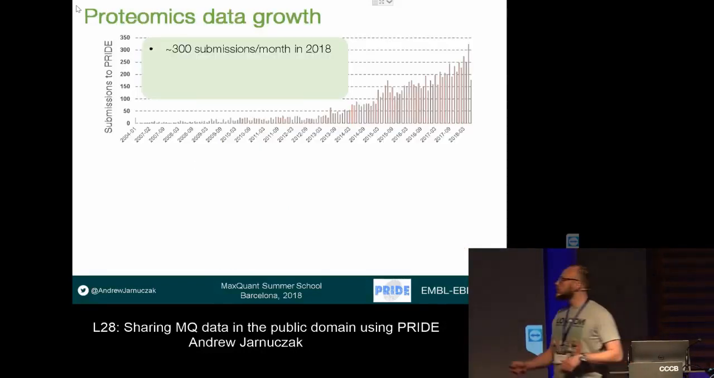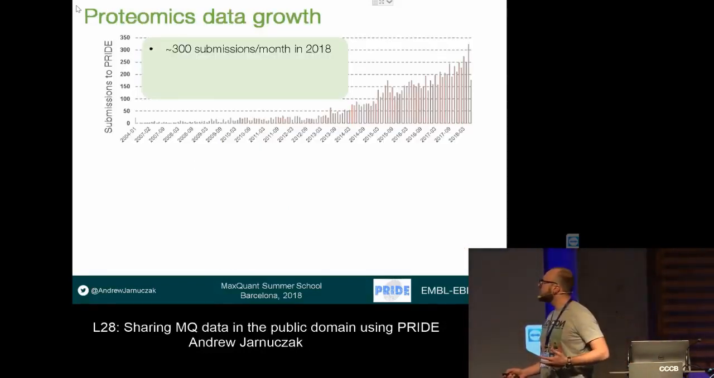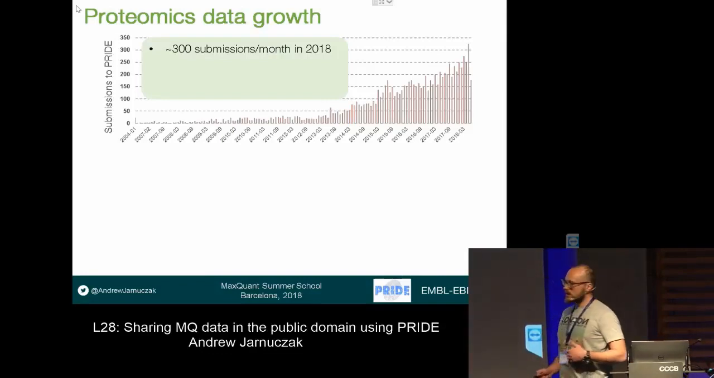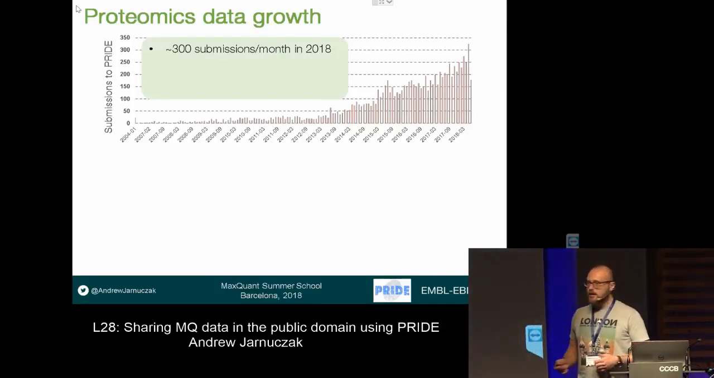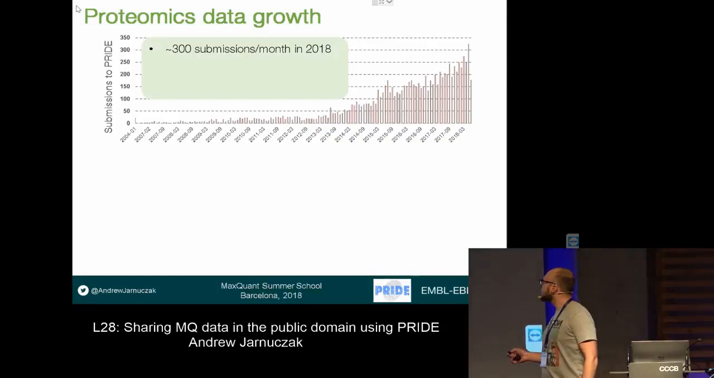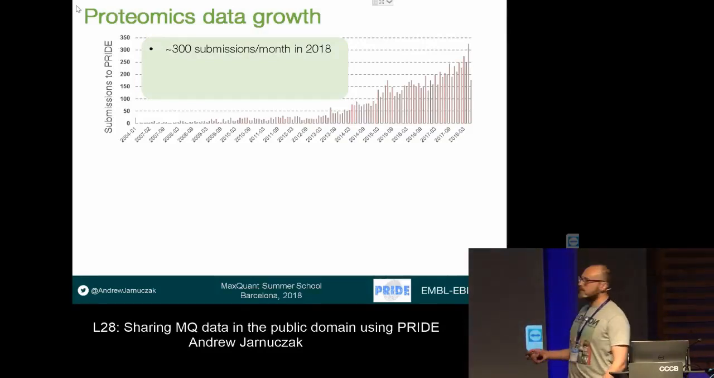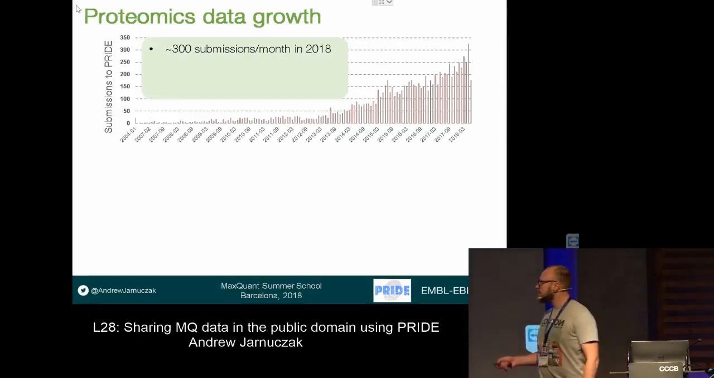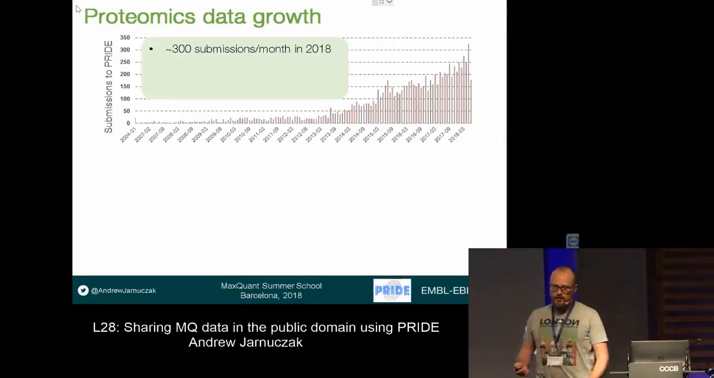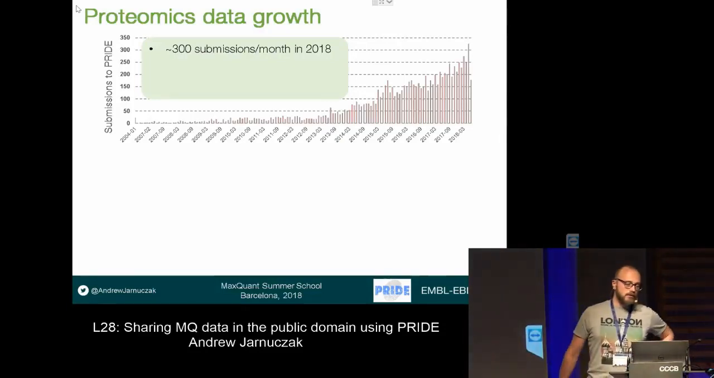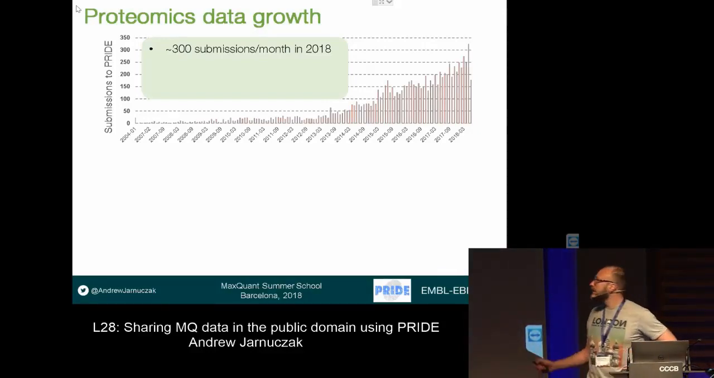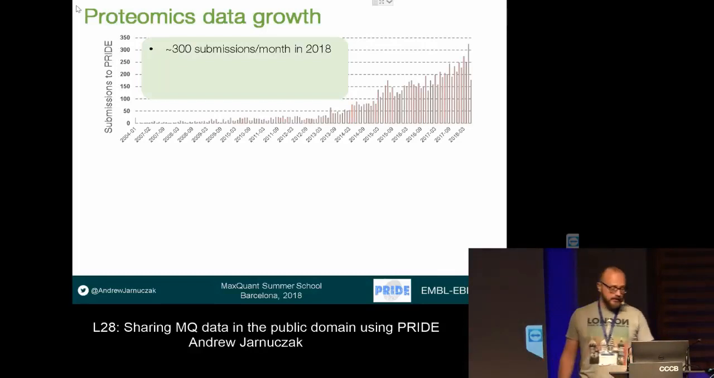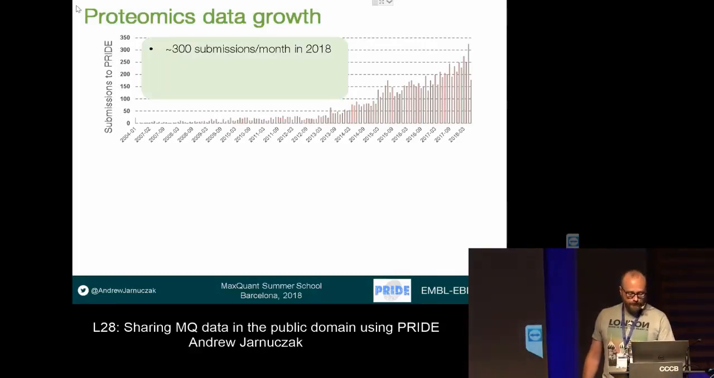Another thing I wanted to mention is that, since the beginning, we are growing. As you can see in this graph, every month we get quite a lot of submissions. There are obviously peaks and valleys in there. Presumably in the valleys, that's where the scientists go on holidays. But overall, to give an example of the volumes, so far in 2018, we are getting around 300 submissions every month.